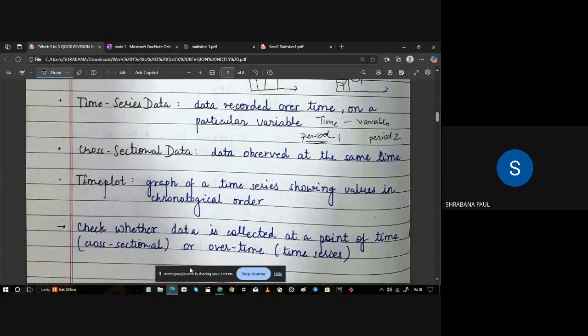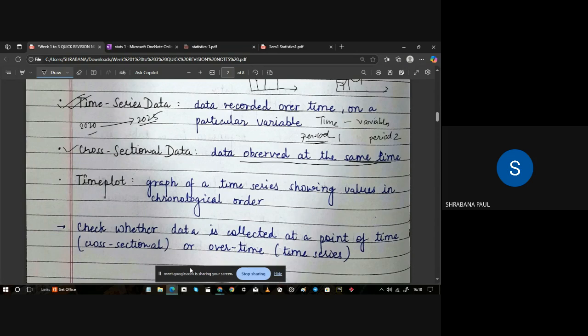Example, irrigation. If we see the irrigation trend from 2000 to 2025, we can spot some kind of changes. So changes over a period of time, over 5 years or over 10 years or over 20 years, are depicted through time series data. Now, what is cross section data? Cross section data are data observed at the same time. Can you give some example of this?